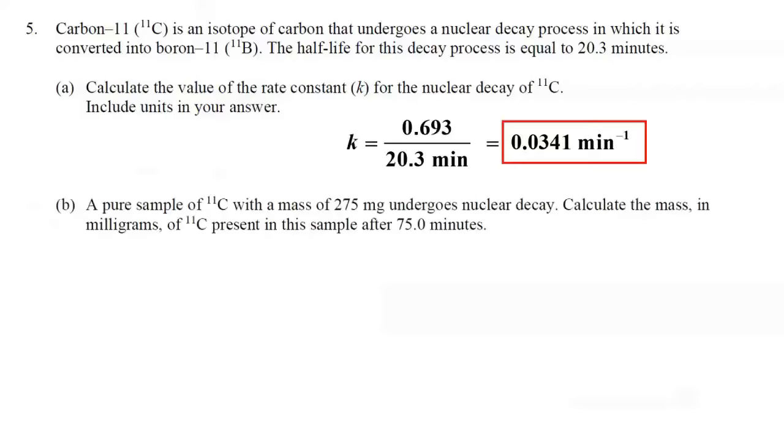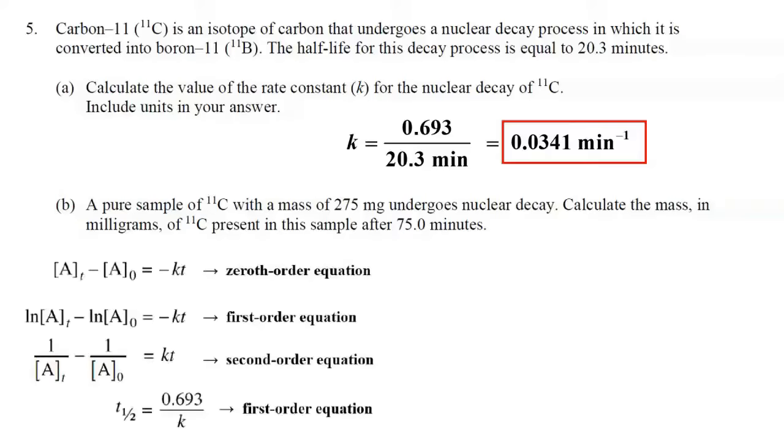In part B, it says a pure sample of carbon-11 with a mass of 275 milligrams undergoes nuclear decay. Calculate the mass in milligrams of carbon-11 present in this sample after 75.0 minutes. So we're still going to use the first order equations, in this case not the half-life equation, but rather the equation that involves natural log. The amount present at time t is what we're trying to find.